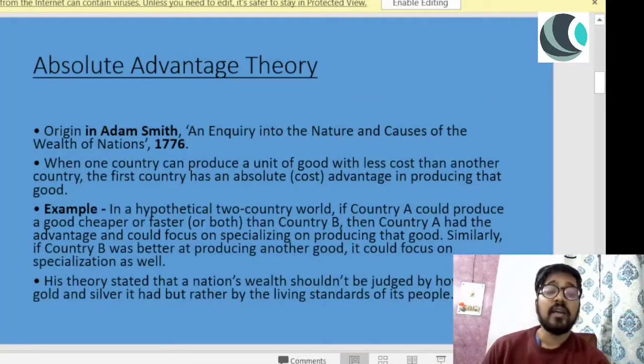Next up, please do focus upon who gave this theory and in which year. This is very important. You can get a match the following question. Absolute advantage theory, Adam Smith, 1776. You have to match it, right? So very important. By the term itself, you can know that the country has an absolute advantage in producing that particular good, and they should specialize in that. This is what absolute advantage theory is.